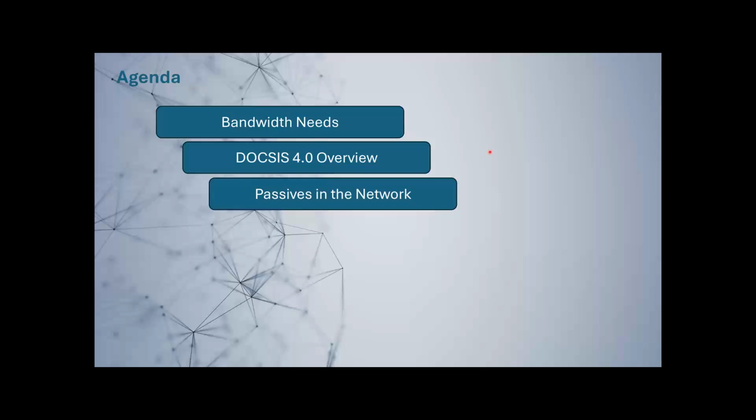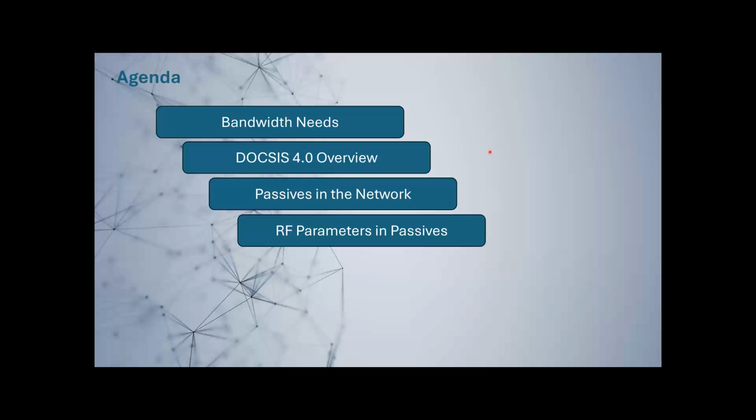And as Woody mentioned, all these signals go through the passives in the network. Much of the industry is talking about the smart amplifiers and actives and remote PHY nodes, but the passives that are in the network need to support this architecture. And there's a lot of different parameters within the passives that affect DOCSIS 4.0. So we're going to talk about a little bit of these parameters within the passives.